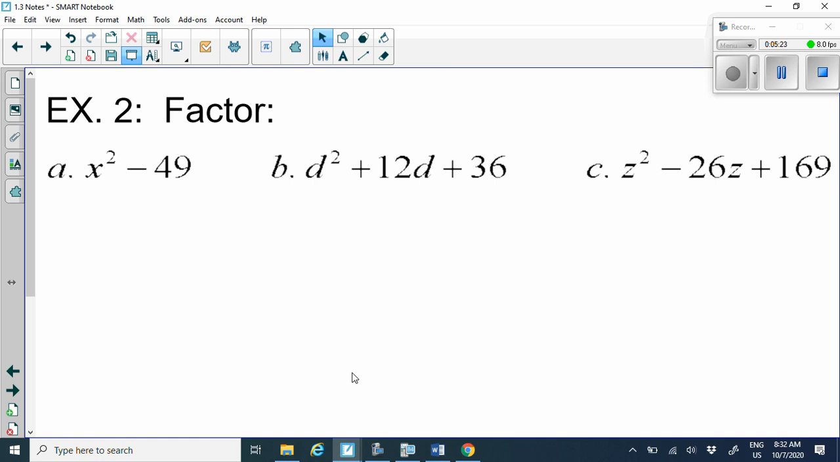So let's identify, is this going to be a difference of squares, or is this a perfect square trinomial? Well, notice we have a binomial, so 2 terms. We have subtraction, so that's a difference. And we have our A value, which is 1, and 49, and those are perfect squares. So this is going to be our difference of squares.